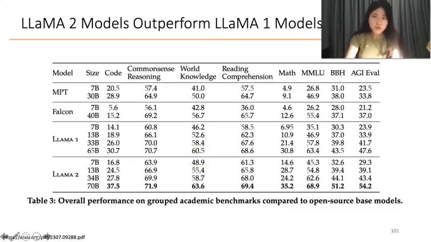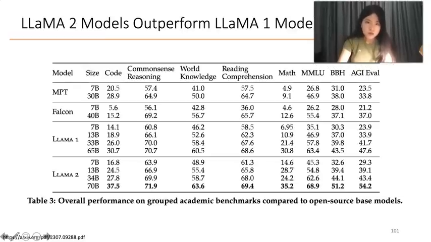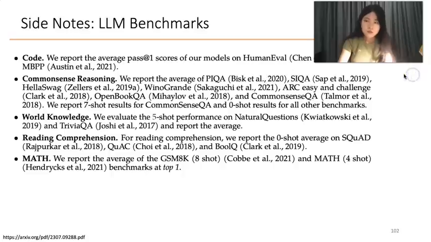And Llama 2 models outperform Llama 1 models on various benchmark tasks, including coding, commonsense reasoning, world knowledge, reading comprehension, math, MMLU, BBH, and AGIEval. The last 3 are all language model understanding benchmarks. So as you can see, it is evaluated against complex and hard tasks.